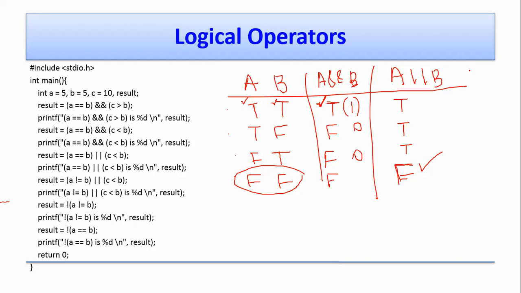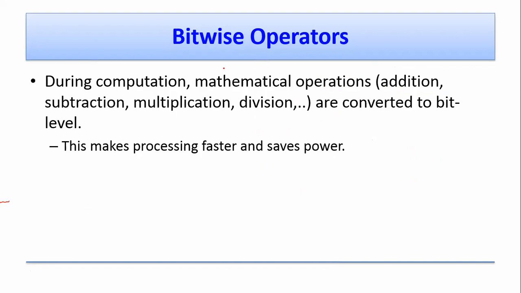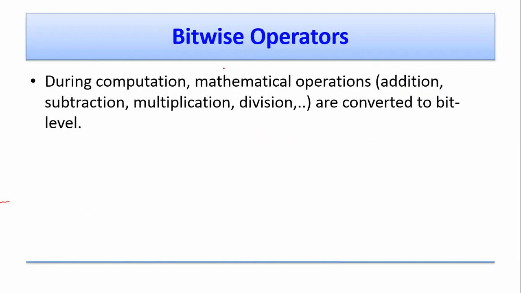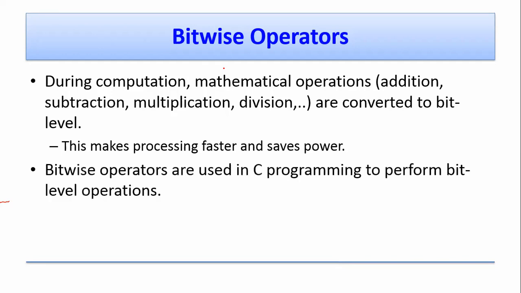So that's about the logical operators. Then the main important thing is the bitwise operator. Bitwise operator means that during computations and mathematical operations, for example addition, subtraction, multiplication, the numbers are converted to bit level, that is, into binary numbers. This makes processing fast and saves power. So bitwise operators are used in C programming to perform bit level operations.